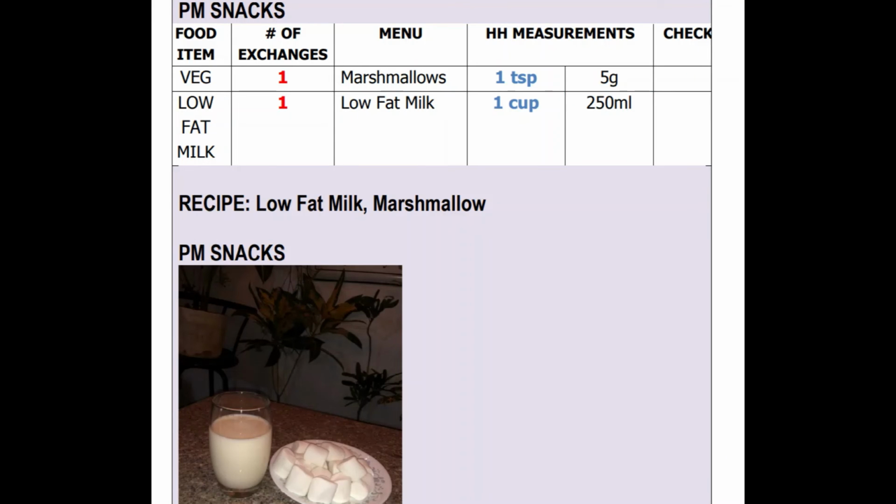The food item and number of exchanges. The number of exchanges is 1 for marshmallow. For the household measurement is 1 teaspoon or 5 grams. And for the low-fat milk, we have one exchange, and low-fat milk has 1 cup or 250 ml for household measurement. And the recipe is low-fat milk and marshmallow.